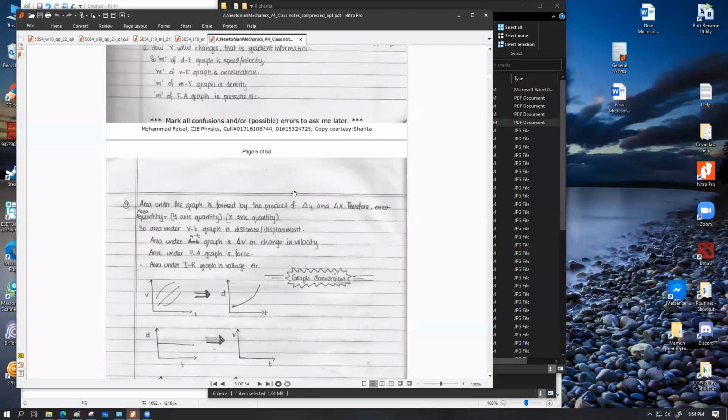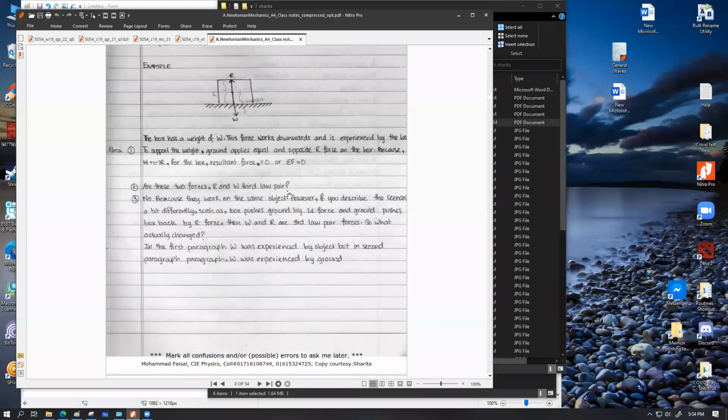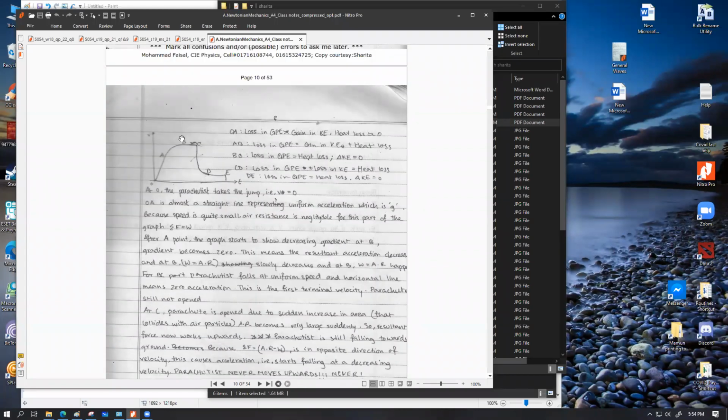This is the shape of our parachutist's graph. So now from O to B, this part of the segment is what we are trying to draw right now, whichever is left to draw, and from C to D, this is the part that we are trying to draw right now.